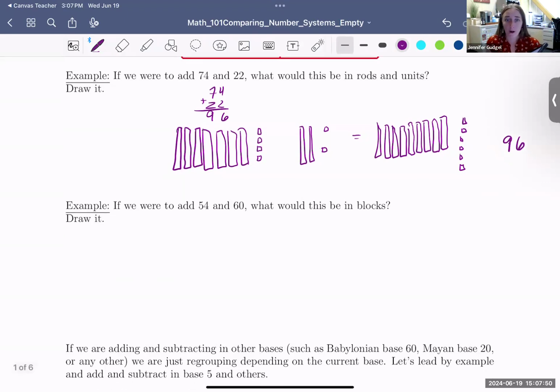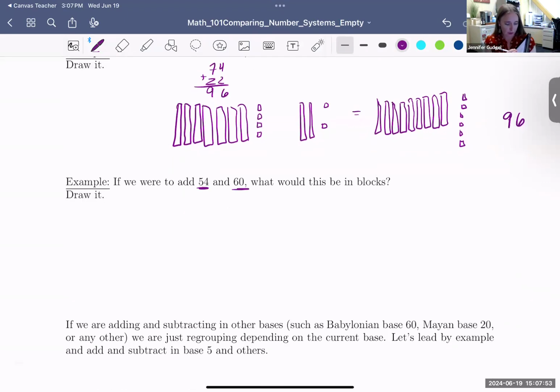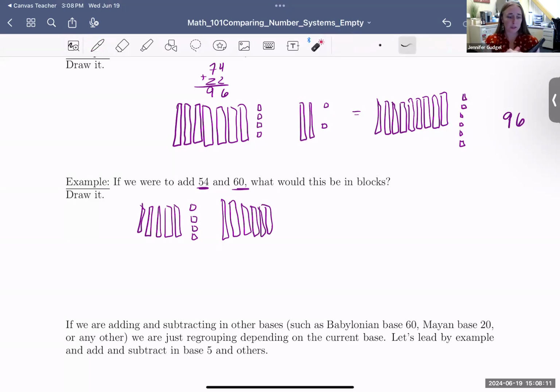Let's try 54 plus 60. We're just going to go ahead and do it in the same video. 54 is 1, 2, 3, 4, 5 rods and 4 units. 60 is 1, 2, 3, 4, 5, 6 rods and no units. Now we'll see if I combine all my rods. I have 1, 2, 3, 4, 5, 6, 7, 8, 9, 10, 11. I'm not even allowed to get to 10 in base 10. So this is a problem for us.